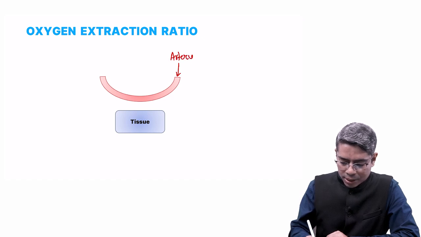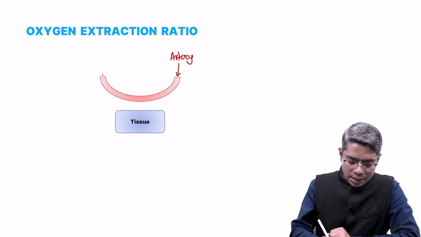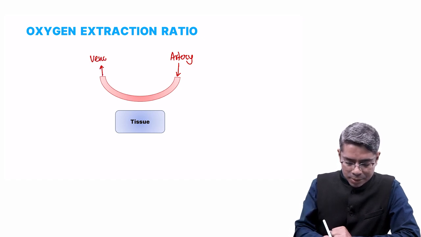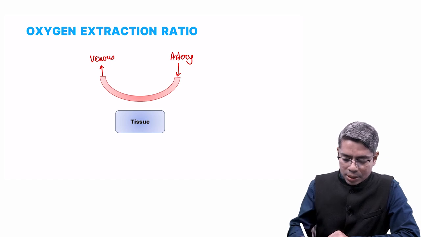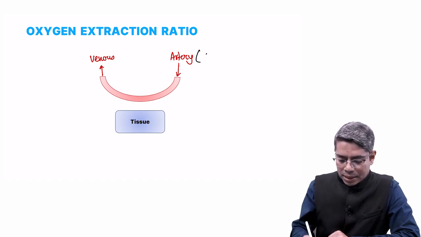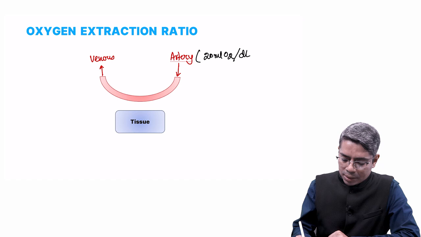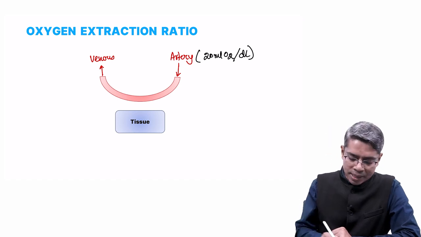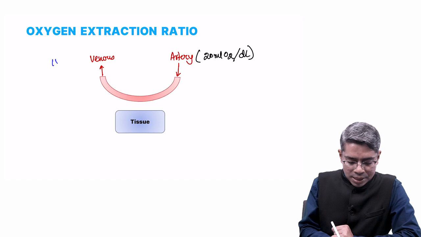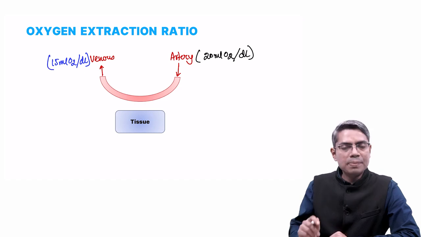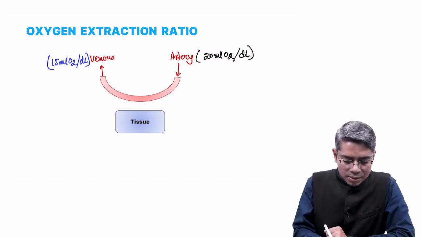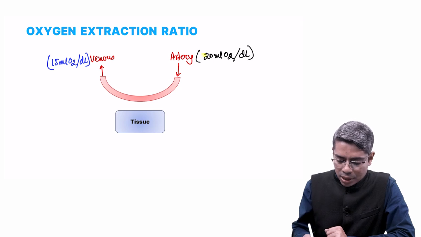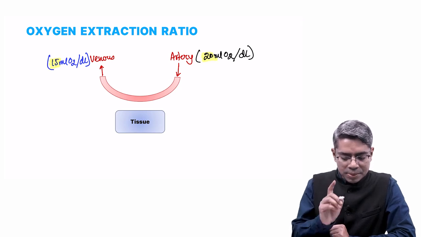So, the arterial blood is coming through here and this is the venous blood. Just now we have understood that arterial blood oxygen content is approximately 20 ml of oxygen in 100 ml of blood, or per deciliter of blood, and in case of venous blood 15 ml of oxygen is there per deciliter of blood. So the difference between these is known as the arteriovenous oxygen difference. So the arteriovenous oxygen difference is 5 ml.